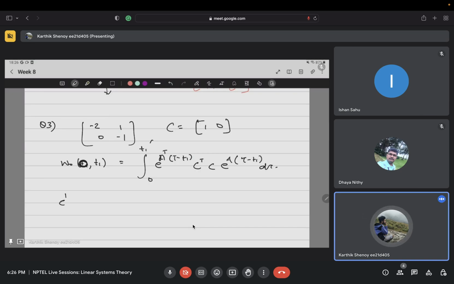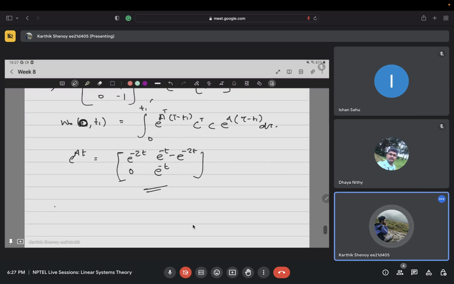Now what is e raised to A transpose? Before that, what is e raised to A t? This is nothing but e raised to minus 2t, 0, e raised to minus t, and this term is e raised to minus t minus e raised to minus 2t. You can just verify this because one of the systems is decoupled, so it is very easy to solve. So this is your e raised to At.